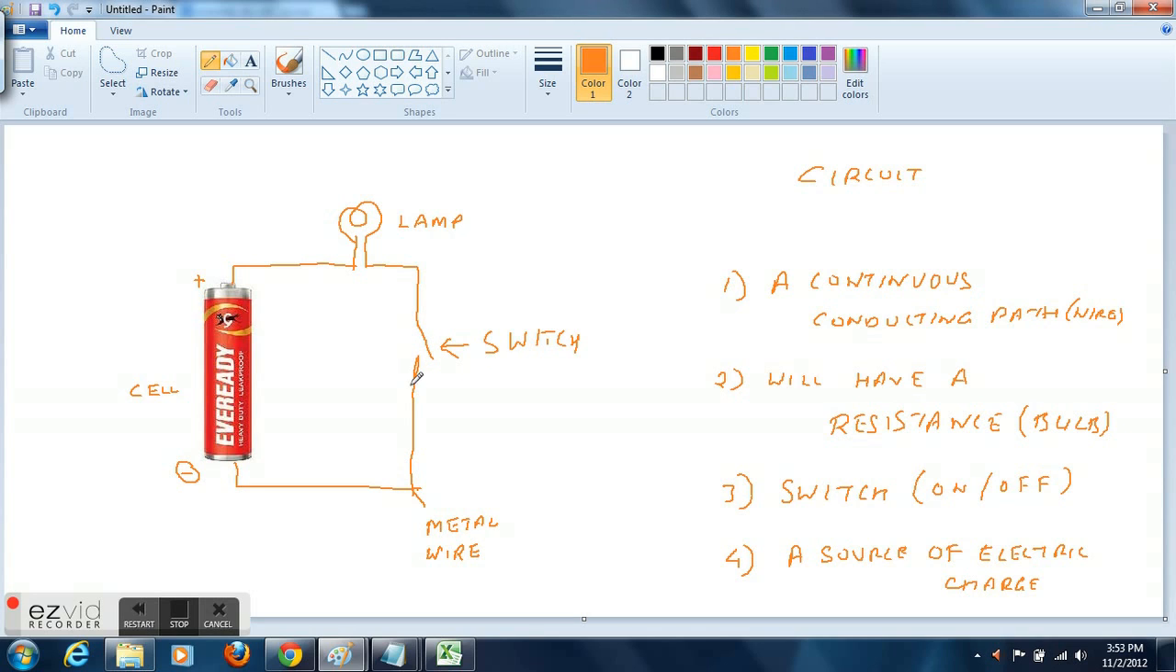When you complete the circuit, when you close the switch, this broken line will be shown in a different way. I will show it now. So remember the four components of a circuit. This is how it looks when the switch is open, and this is when the switch is closed. So remember the four components of an electric circuit. You can stop the video if you want.